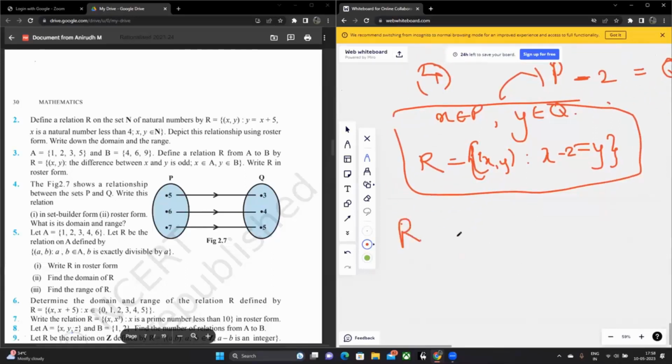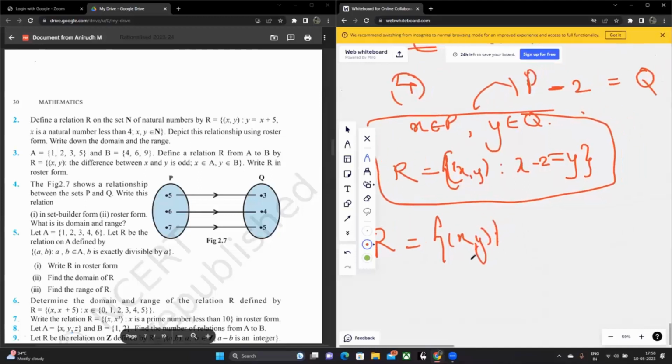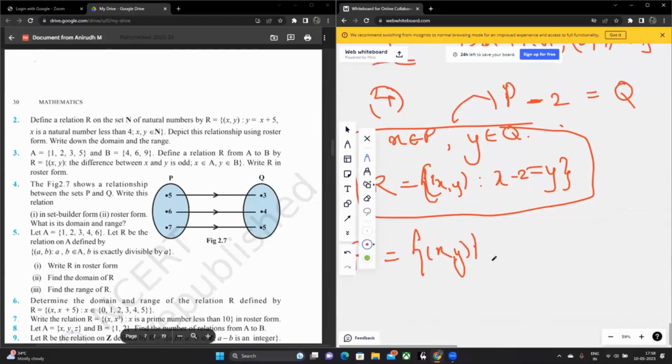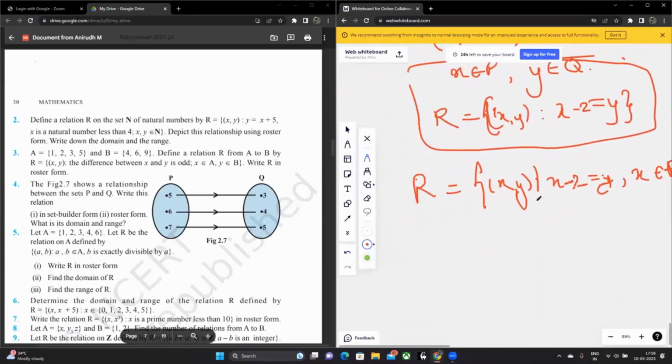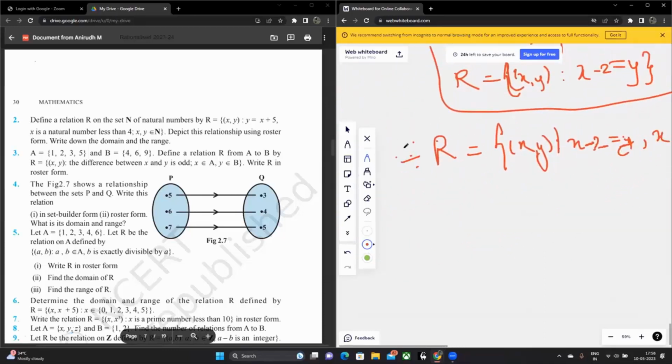So your relation R in proper set builder notation is basically the set of (x, y) such that x minus 2 equals y, x belongs to P, y belongs to Q. That is the set builder form, the SB form of set R.